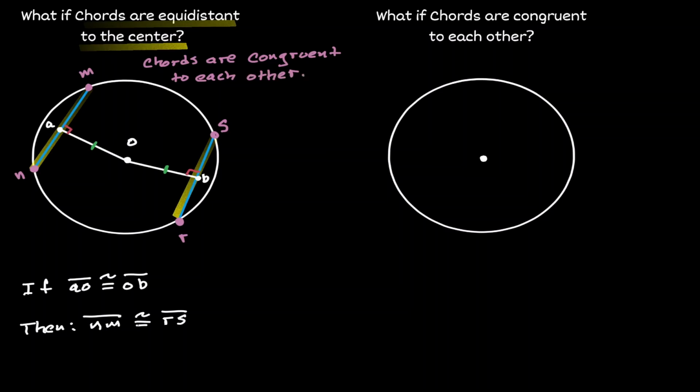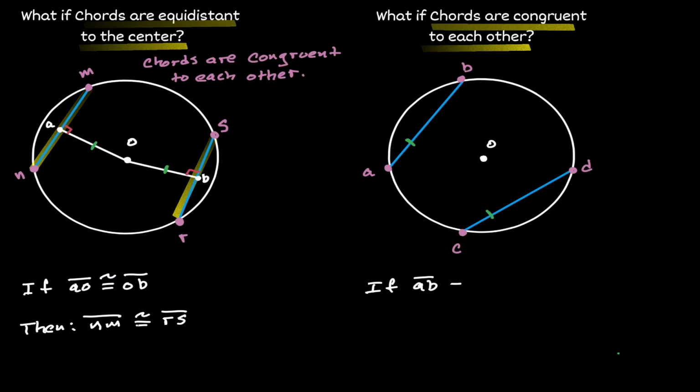So now let's consider a new question. What if chords are congruent to each other? So let's start by drawing those two chords. Let's call this chord AB, and let's call this chord CD. Now let's label them being congruent to each other. And let's write this down. Then what we can conclude is that those chords are equidistant to the center of the circle.